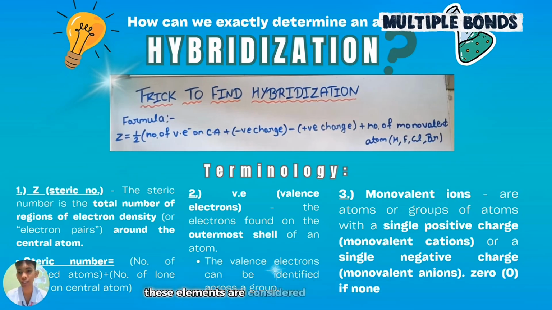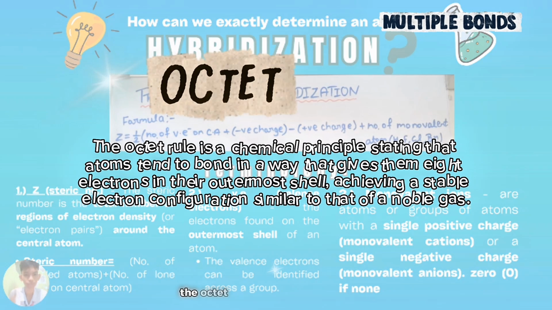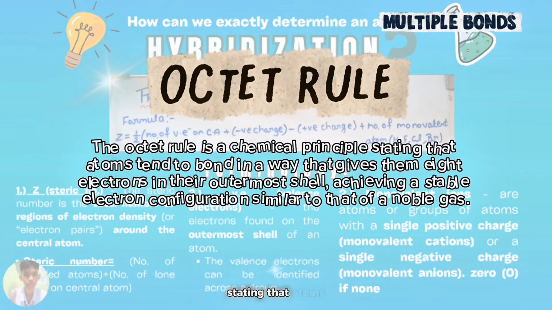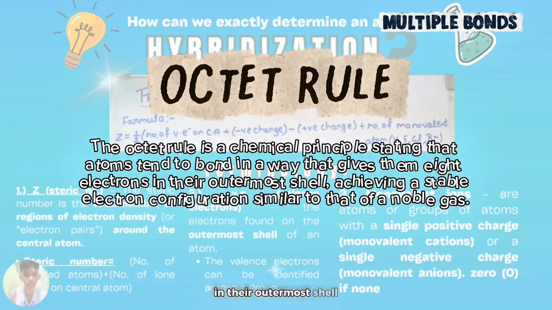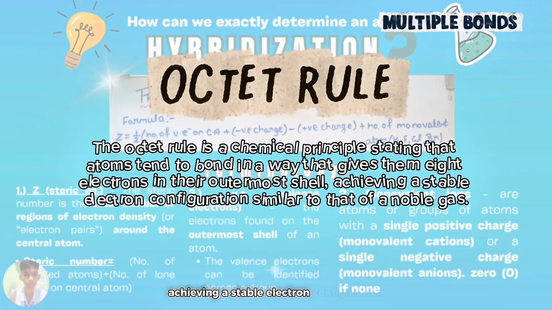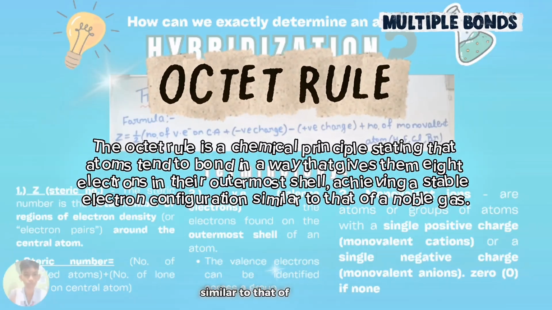These elements are considered monovalent atoms as they have a valency of 1 and can only form 1 bond, as they tend to gain 1 electron to achieve a stable electron configuration, hence satisfying the octet rule. Octet rule? What does this mean? The octet rule is a chemical principle stating that atoms tend to bond in a way that gives them 8 electrons in their outermost shell, achieving a stable electron configuration similar to that of a noble gas.